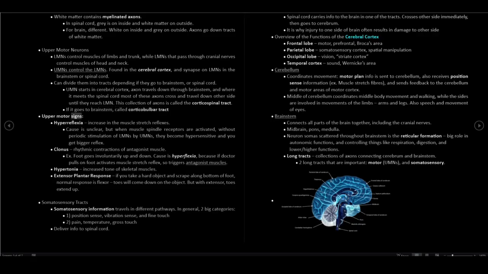Upper motor signs. Hyperreflexia, increase in the muscle stretch reflexes. Cause is unclear, but when muscle spindle receptors are activated, without periodic stimulation of LMNs by UMNs, they become hypersensitive, and you get bigger reflex.